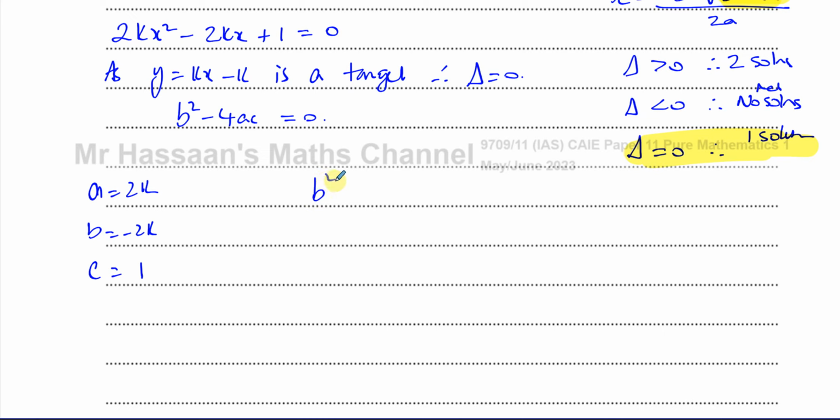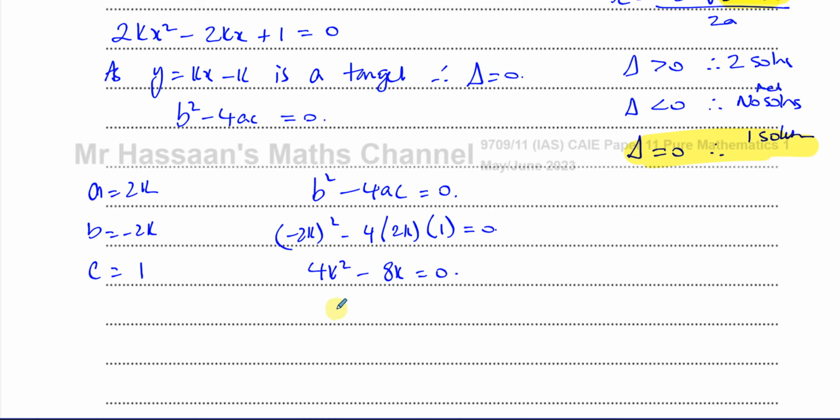So you've got b squared minus 4ac equals 0. So minus 2k squared minus 4 times 2k times 1 equals 0. So 4k squared minus 8k equals 0. Divide by 4 to get rid of the common factor. k squared minus 2k equals 0. So if we factorize this, we have k times k minus 2 equals 0. So either k equals 0 or k minus 2 equals 0, in which case k equals 2.